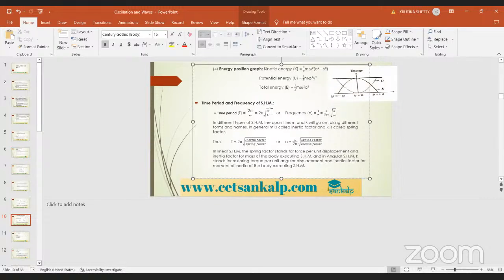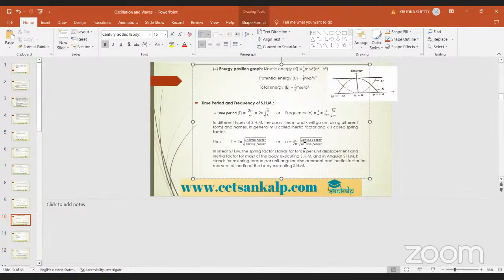and frequency of SHM. So the time period expression is given by 2 pi by omega, or it can also be written as 2 pi under root of m by k. The frequency is nothing but the reciprocal of the time period.